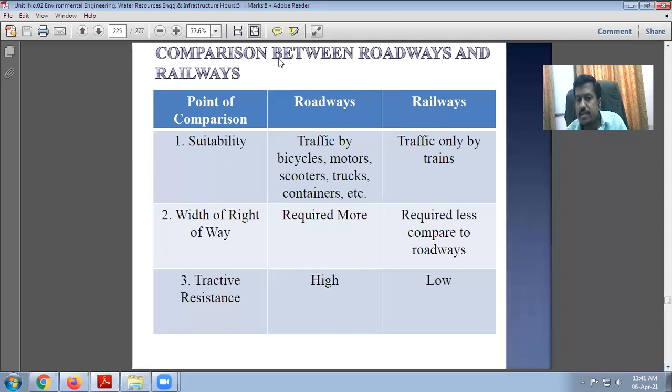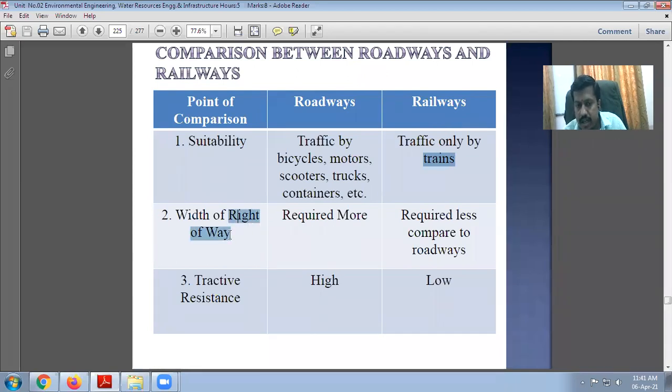Next, there is some comparison which I introduced in this particular presentation. First comparison is between the roadways and the railways. Suitability, traffic by bicycles, motors, that is how we are using this mode of transportation. Here we are only using trains in the railways. Right of way, width of right of way.